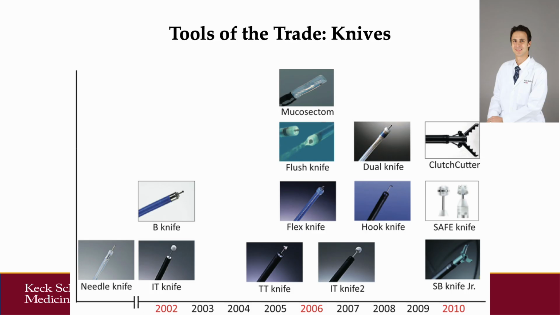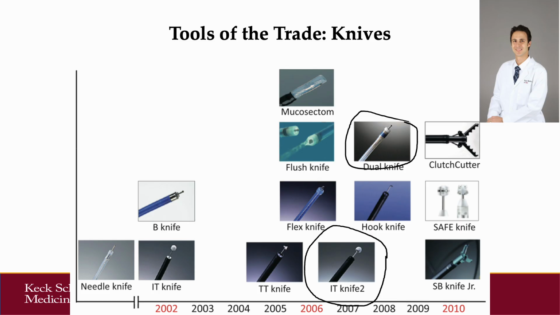There are many different types of knives we can use during ESD. We see that the most commonly used types of knives are the needle type knives that we see here. These knives are very versatile. They can be used for circumferential incision as well as submucosal dissection. And often they allow you to inject through the tip of the knife, which can also be very useful and time-saving.